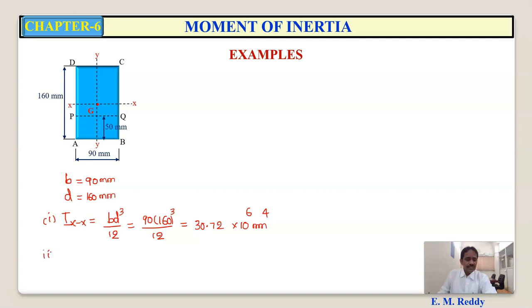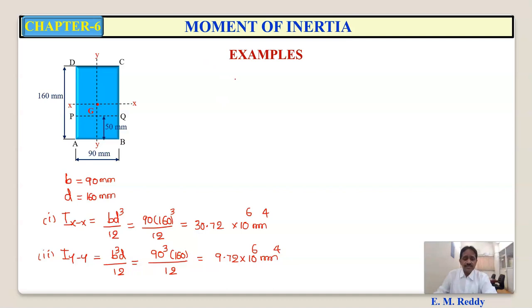Then the second one is moment of inertia about the centroidal y-axis. What is the formula? B cube D by 12. So here 90 cube into 160 upon 12. That gives you 9.72 into 10 raised to 6 mm raised to 4.